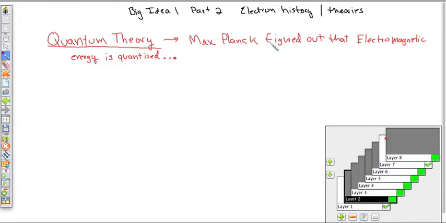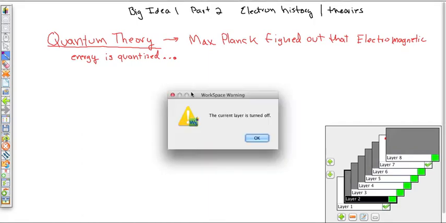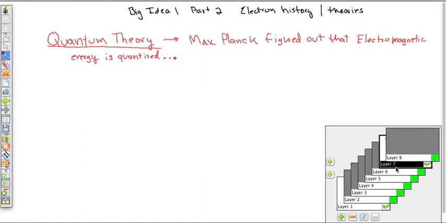So Max Planck figured out that electromagnetic energy is what we call quantized, which means as energy moves within the atom, if this is your atom right here, the energy is going to move in jumps. These are all like jumps of energy. And so it'll go from here to here to here, and then maybe back to here. But it never moves in a slow progression. It always moves in these little steps or increments. And he called those quantums.